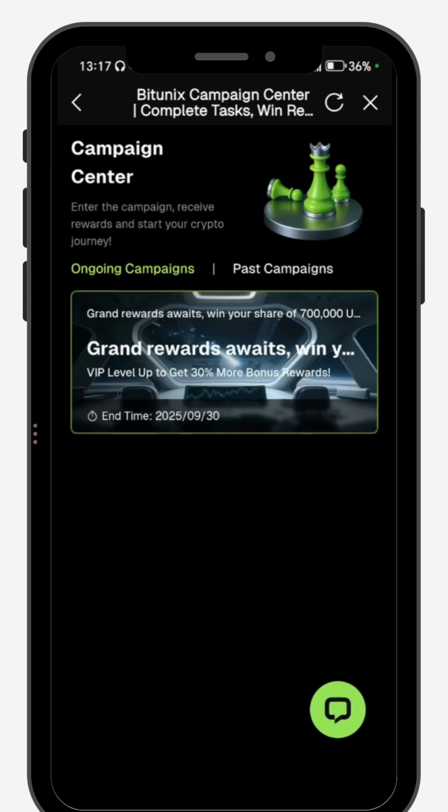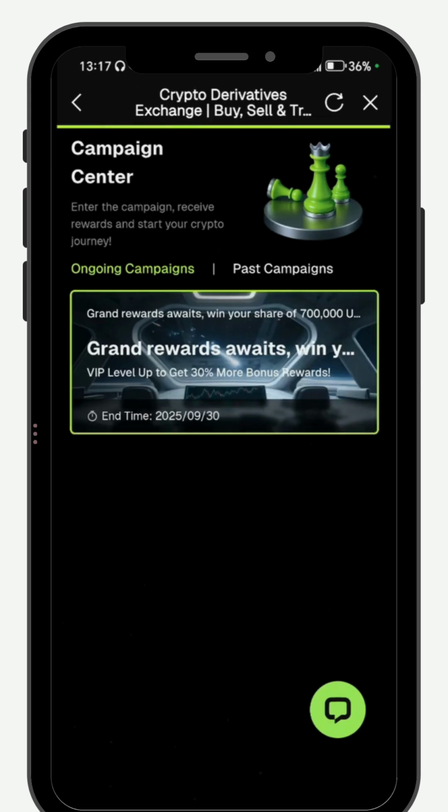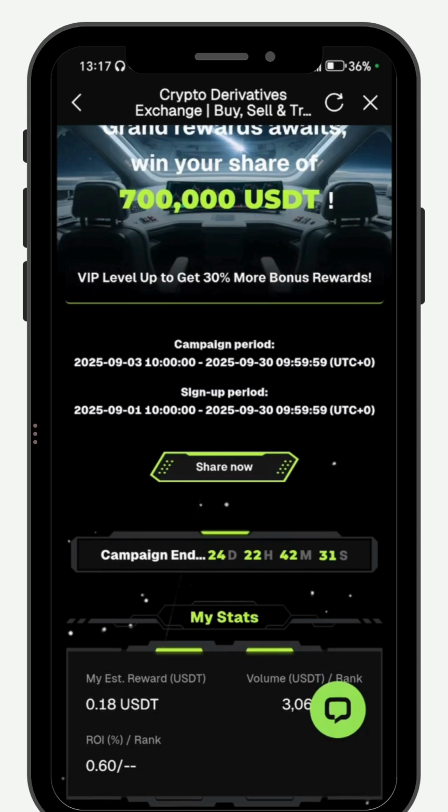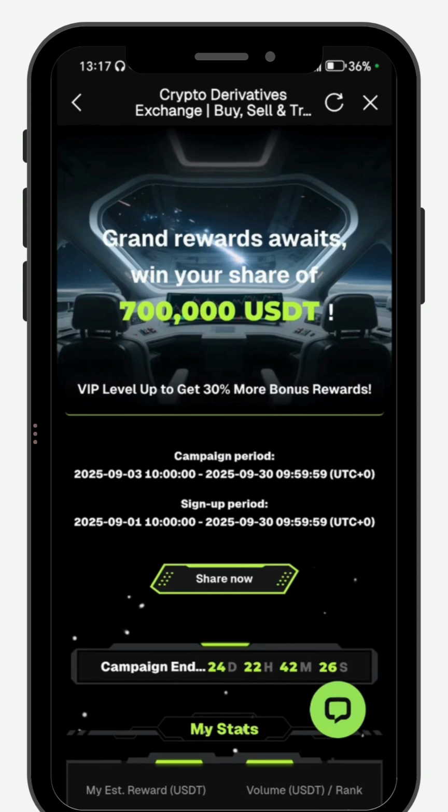For example, this is what is currently going on with Bitunix. You can literally join this campaign. It started yesterday and it's going to end in the next 24 days. I've already made 18 USDT trading since yesterday. So within 24 or 25 days, I might make up to $200 just trading on this platform. You can take advantage of it if you want to. It's up to you. I don't trade that much, I trade mostly spot, but if you want to take advantage of this, you can also join this challenge.